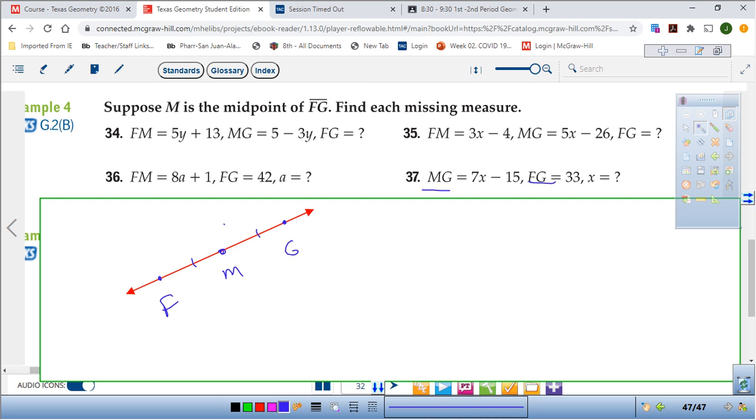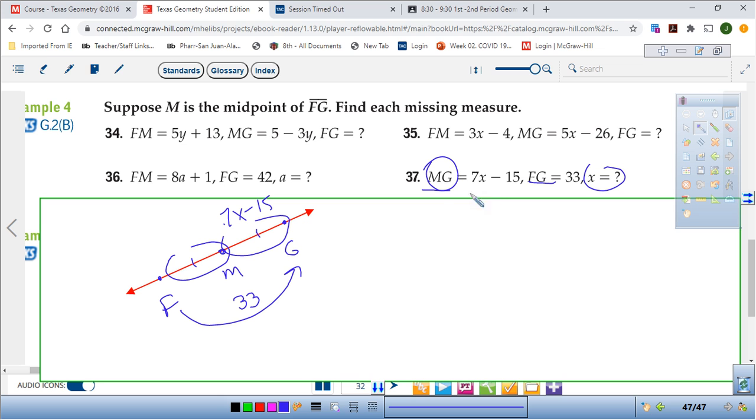Okay, y'all pumped up or what? Let's do it to it. So I know MG, the measure MG, is 7x minus 15, and FG, the distance from here to here, is 33. They want you to find x. What do I know about all this? Anybody know anything about this? Okay, this is the same as that.